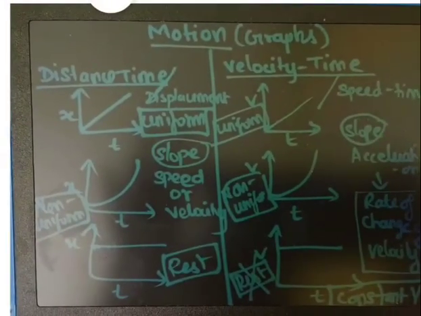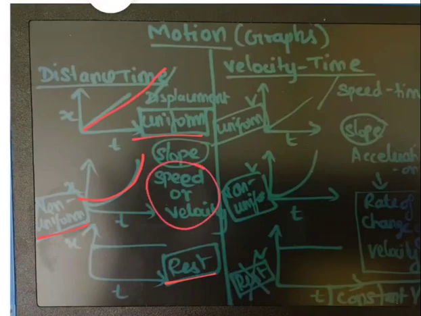Next, coming to the motion graphs, here we can see the distance time graph and velocity time graph, where you can observe there are three types of motion, that is uniform motion, non-uniform motion and rest condition. So in distance time we can see the uniform motion is a straight line and a curved line for non-uniform speed or velocity. So the slope here is speed and velocity, and in the rest form the object remains at rest, there is no change in the position.